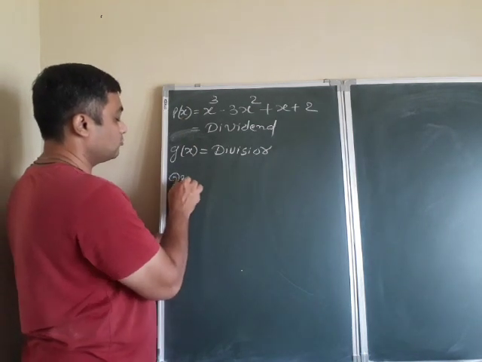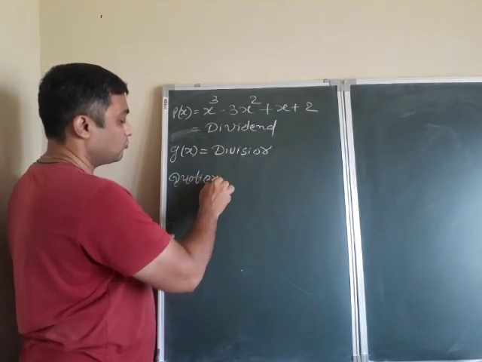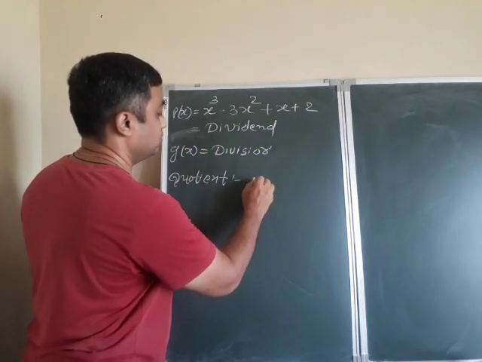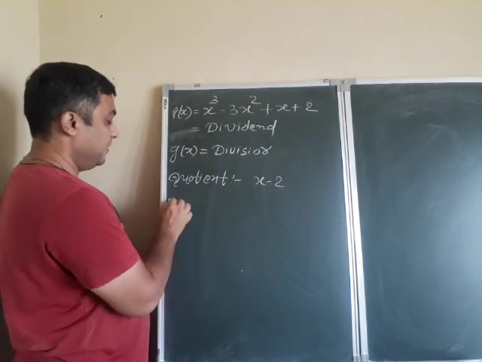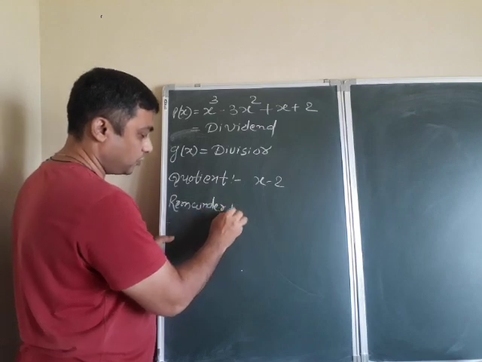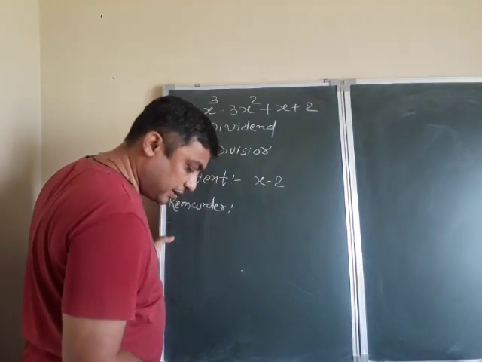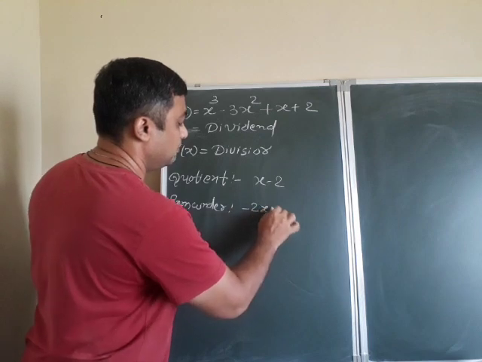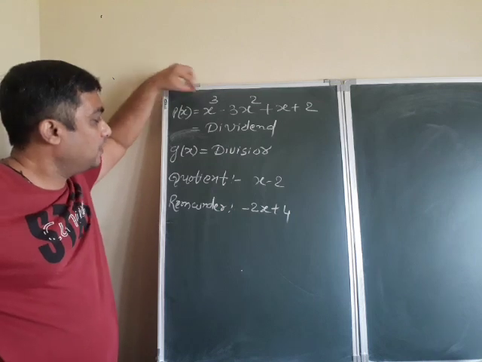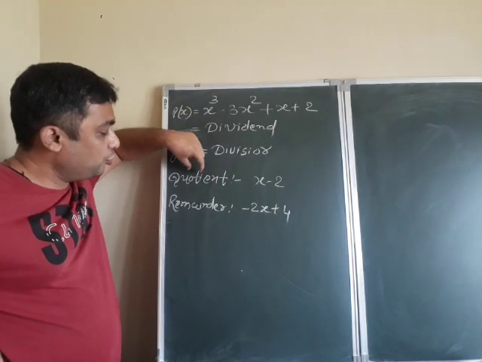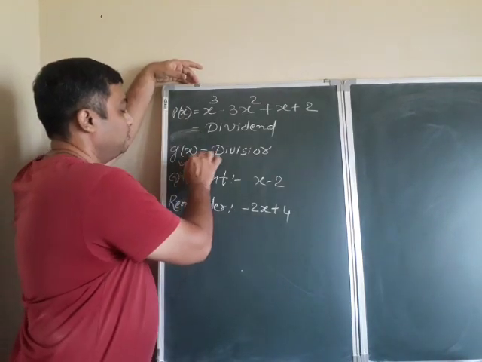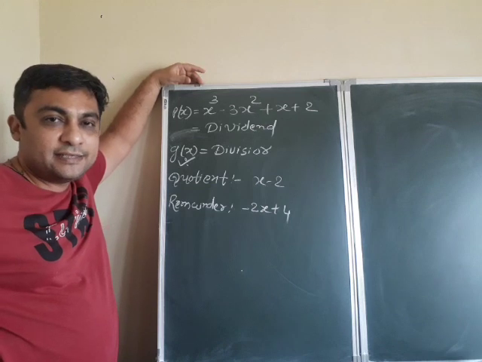Quotient is given. It is given as x minus 2. And remainder is also given. This is given as minus 2x plus 4. So when we divide the polynomial p of x by g of x, the quotient is this and the remainder is this. Then please find out the value of g of x. It is very easy to find out.